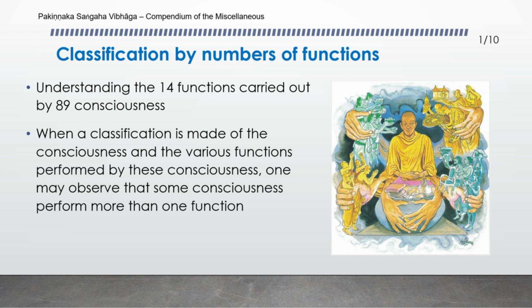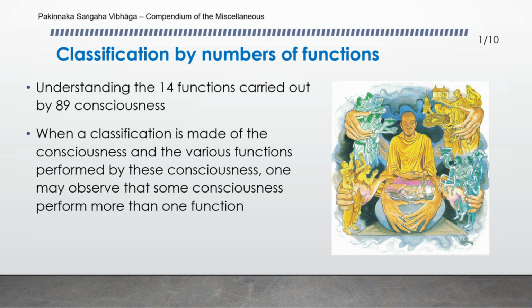to the classification. So classification by numbers of function. Understanding the 14 function carried out by 89 consciousness. So we're going to study this 14 function. So when a classification is made of the consciousness and the various functions performed by this consciousness, one may observe that some consciousness perform more than one function.